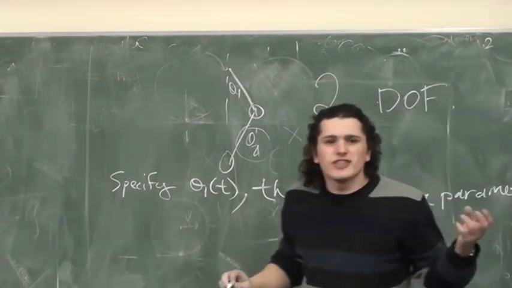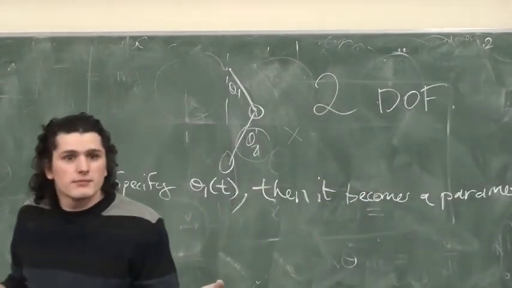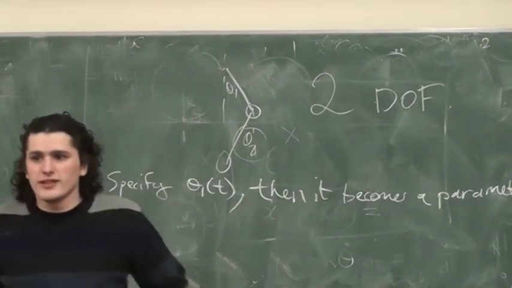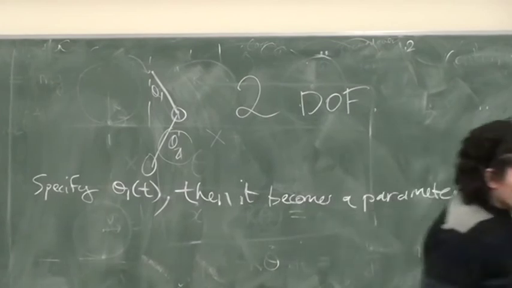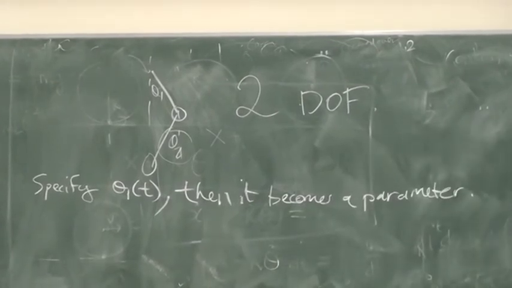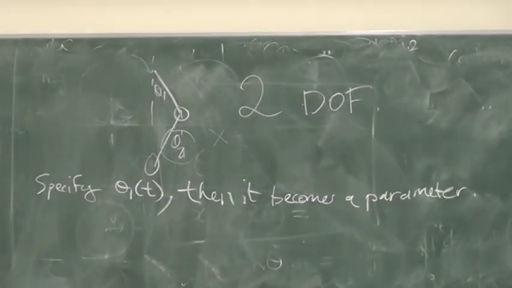How many coordinates, how many degrees of freedom are there in the system then? 1. Only theta 2 remains. Other examples that I might think of. How many degrees of freedom are there?